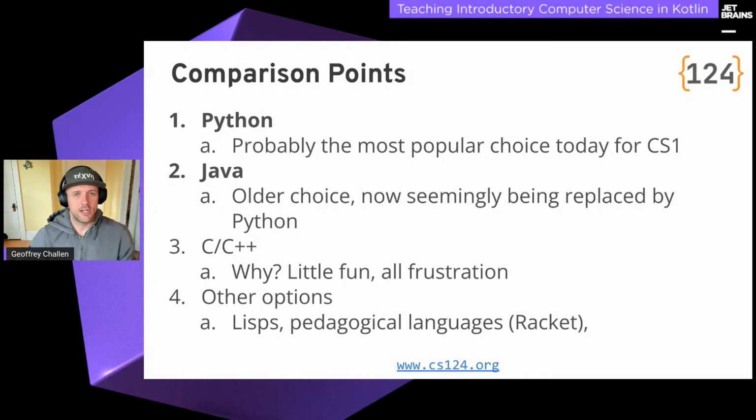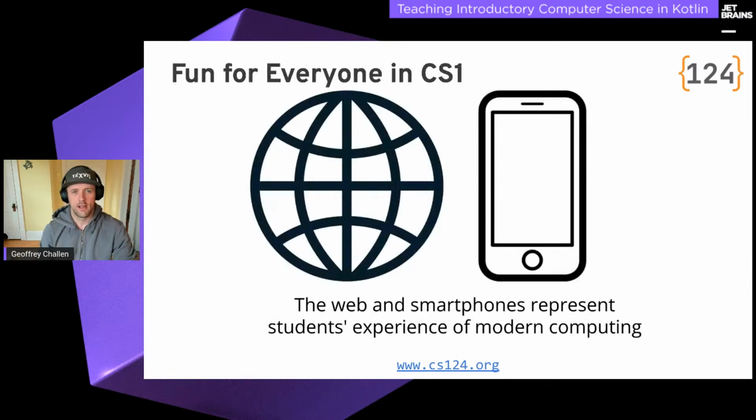And then there are other options that we could talk about more. And maybe people have questions. We could talk about the Lisps and things like Haskell and highly opinionated languages and stuff like that. But I'm going to focus on Python and Java here for the sake of comparison.